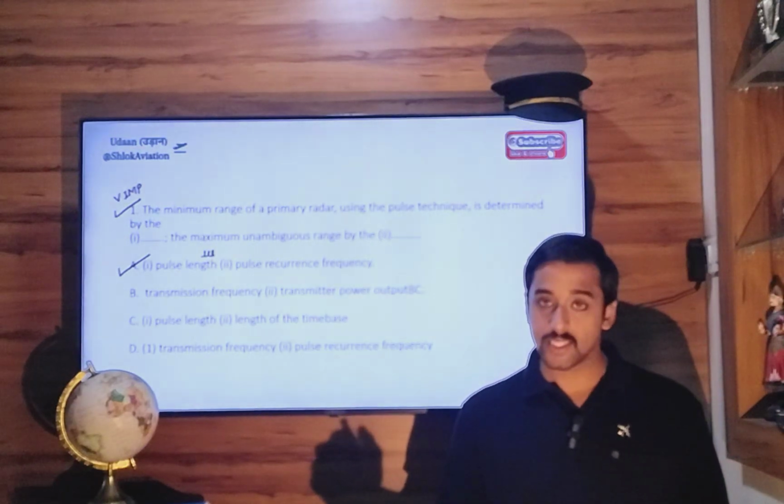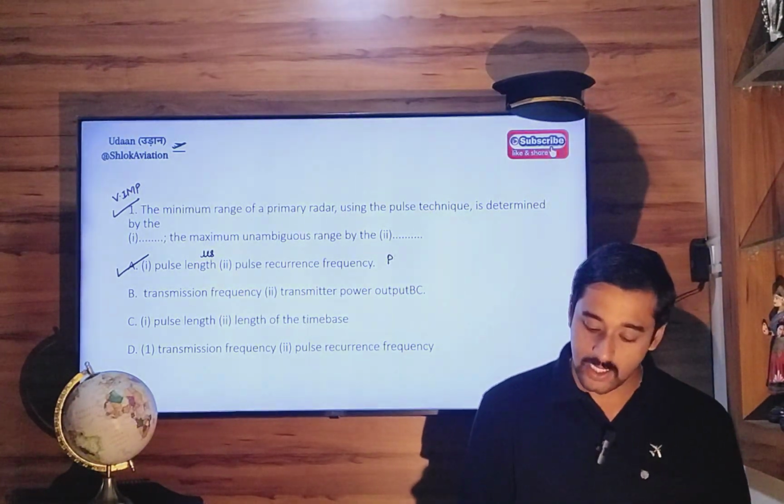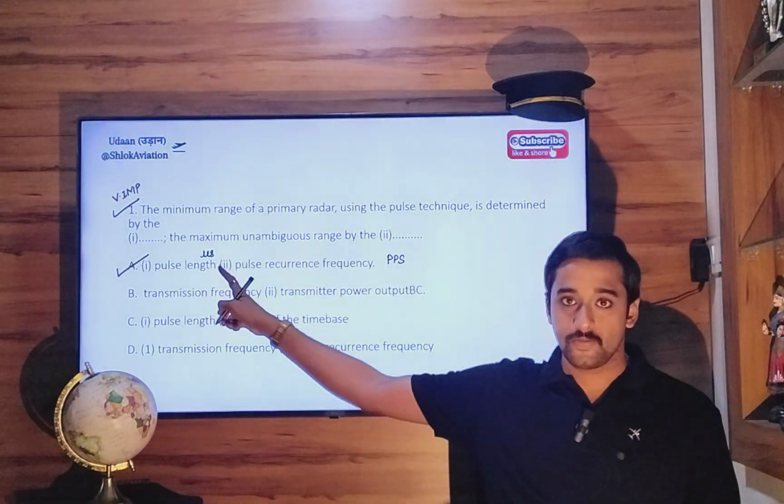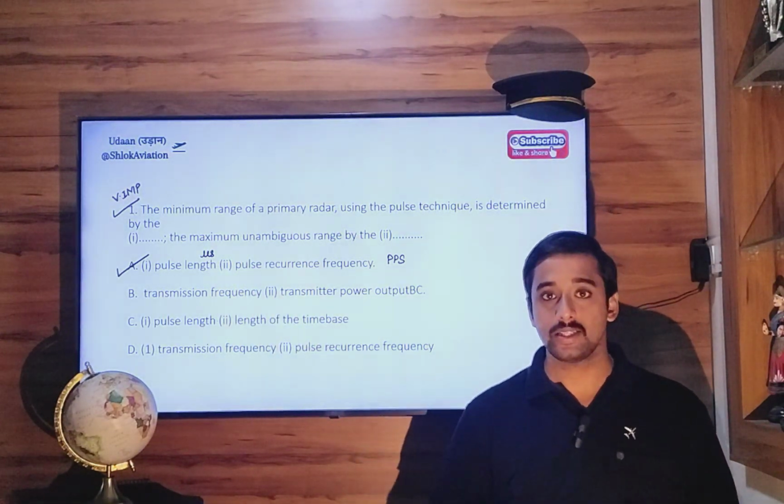Pulse recurrence frequency is the maximum range, number of pulses per second. Pulses per second. This is microsecond. So it is a very important question for your ATPL and CPL exam.